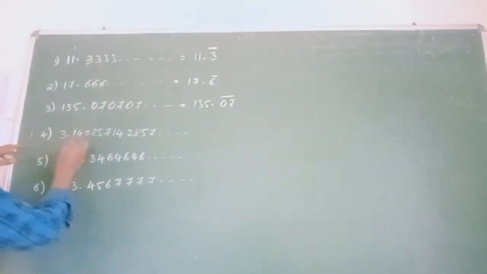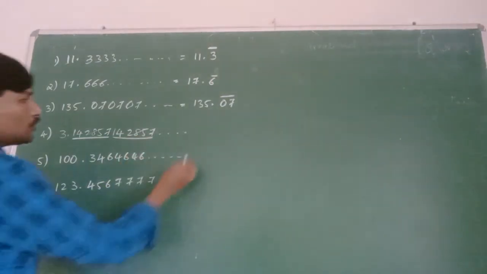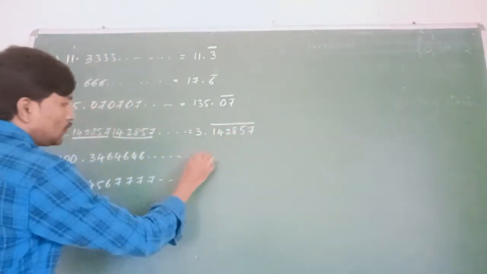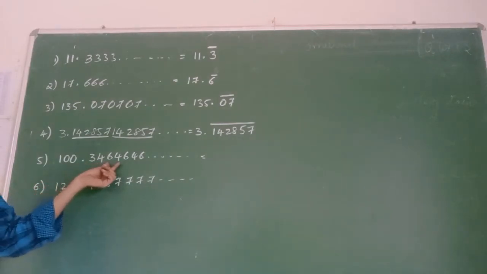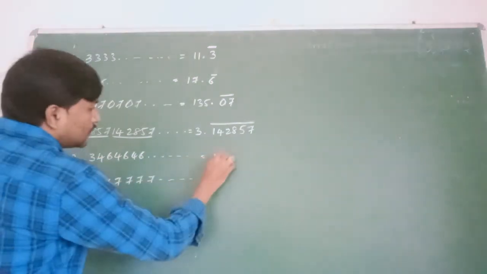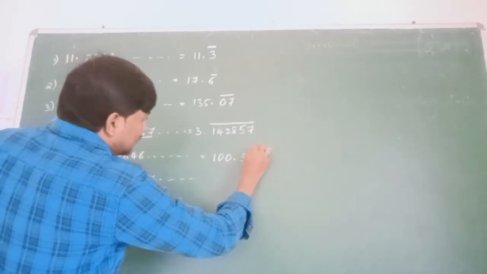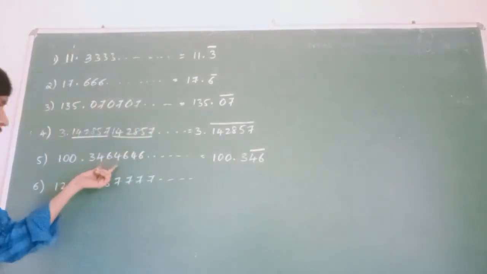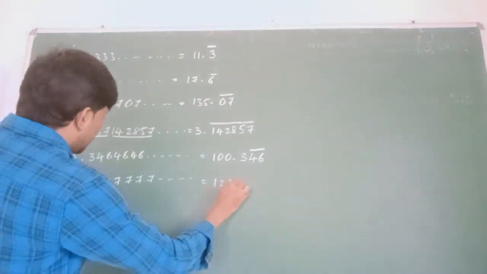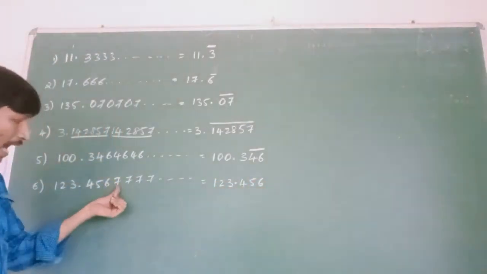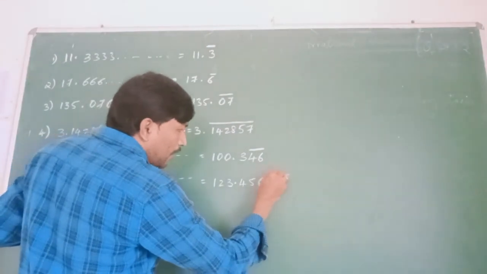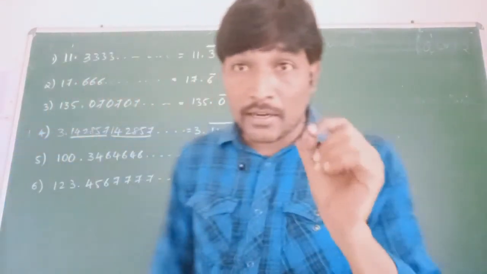Next, 3.142857142857, so 3.142857 bar. Next, 100.3464646. Only the 4 and 6 are repeating. In the middle it started, but they are continuing. So we can write this as 100.346 bar, where the bar is only for 4 and 6 because 4 and 6 are repeating continuously. Next, 123.456 and here the 7, the repetition has started from the 4th place, so 7 bar. The bar is only for the digit which repeats continuously.